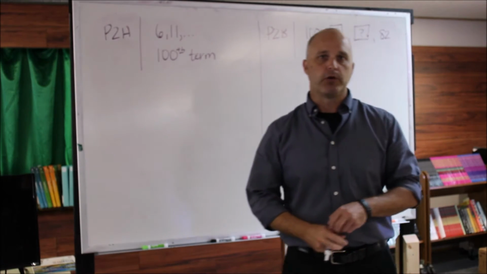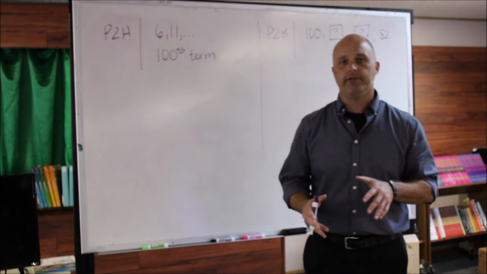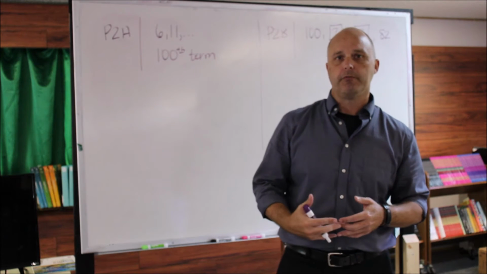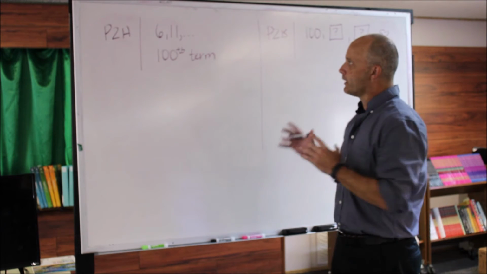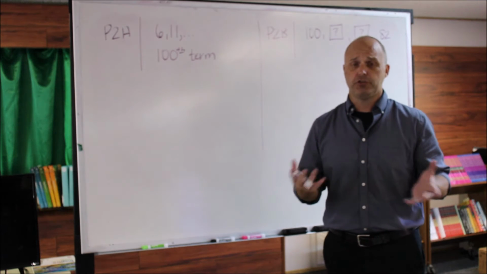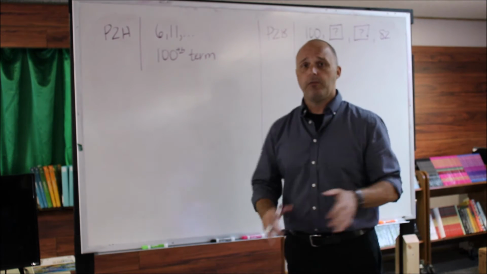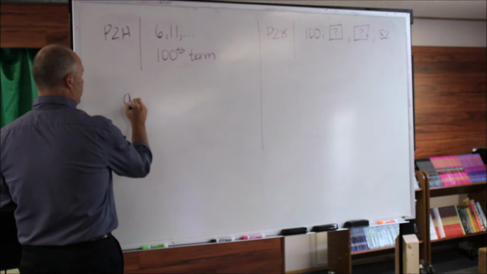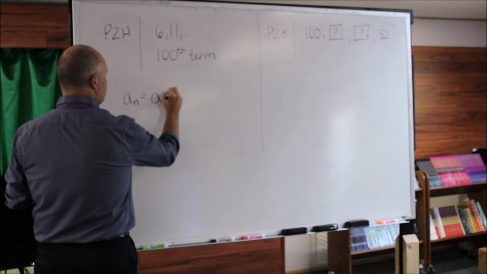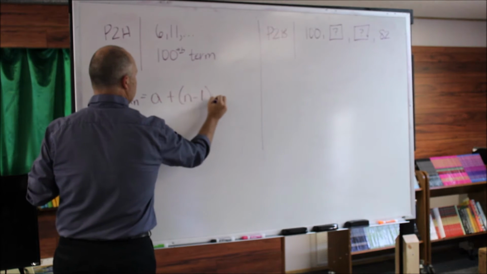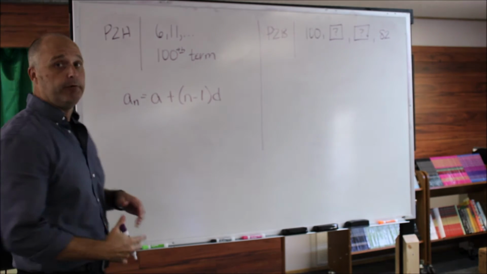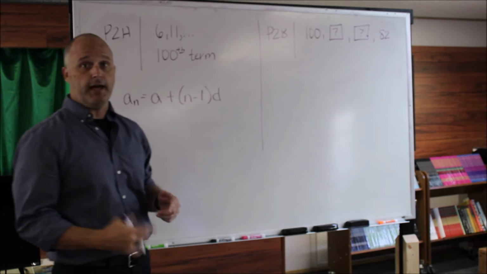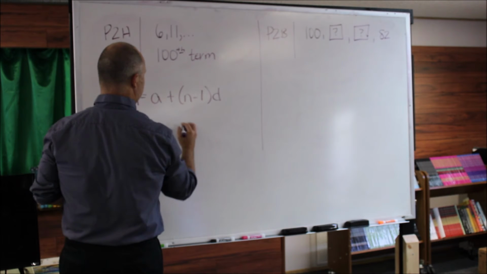For problem number 2a, we're given a short sequence of just 6 and 11. We're told that it's an arithmetic sequence and that we need to find the 100th term of the sequence. Even though we're given just two numbers, we should be able to do this fairly easily. So let's go back to our formula, which is again a sub n equals a plus n minus 1 times d. The first thing that we need to establish is, what is the common difference? To get from 6 to 11, you're going to add 5. So we're going to replace this d with 5.